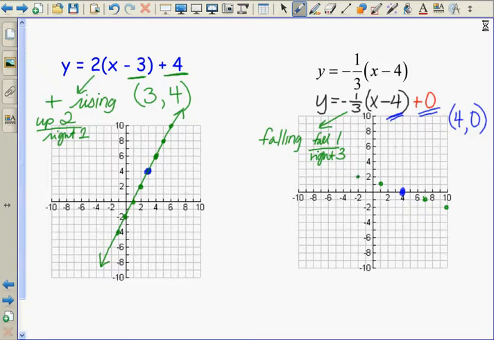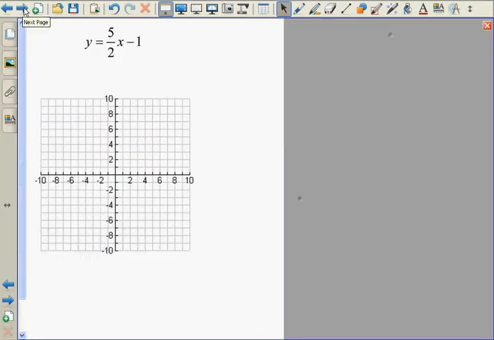And then you can fill in the opposite direction. And if you're an awesome student, you will fill in all of the points. And I know you all are awesome students, so you will do that. Okay, so there is our line. And just to double check, as I read it, it is falling to the right, which is what my slope told me to do. Okay, so that is point form.